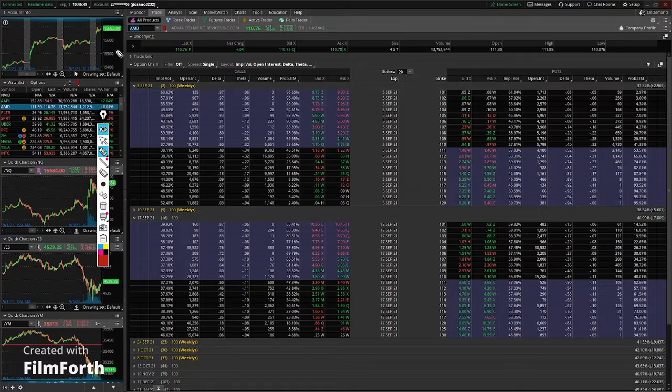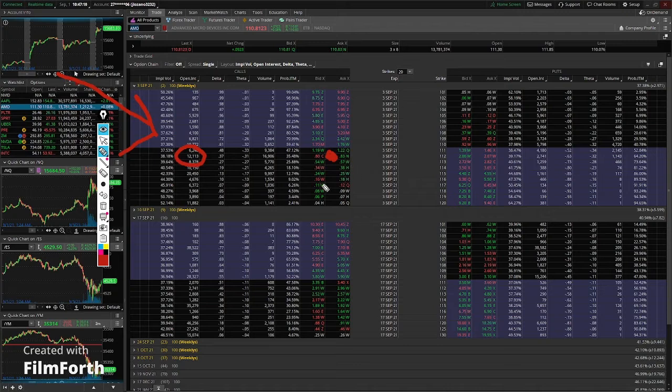Okay, you want the low implied volatility, and you want to make sure there's plenty of open interest in the contract price that you're looking at, and you want to make sure the bid and the ask are not too far apart.